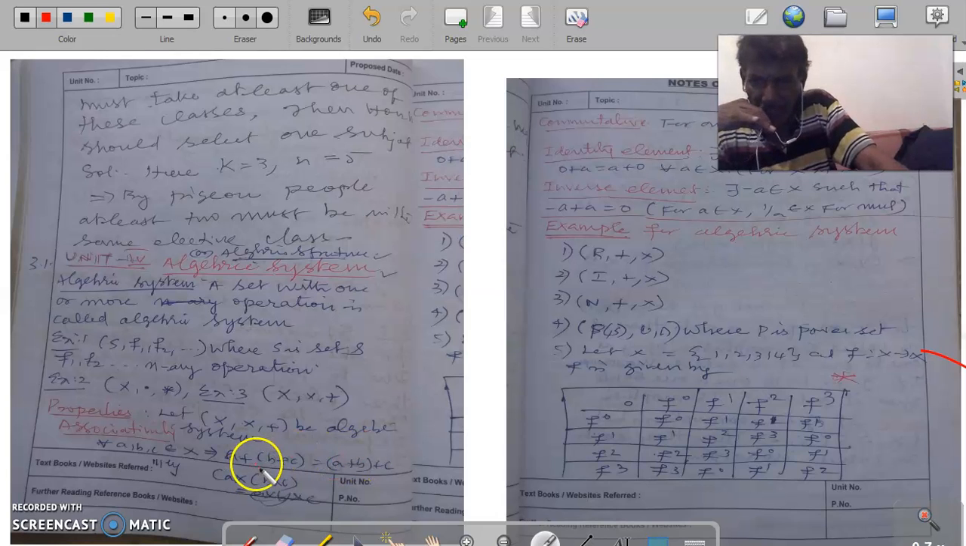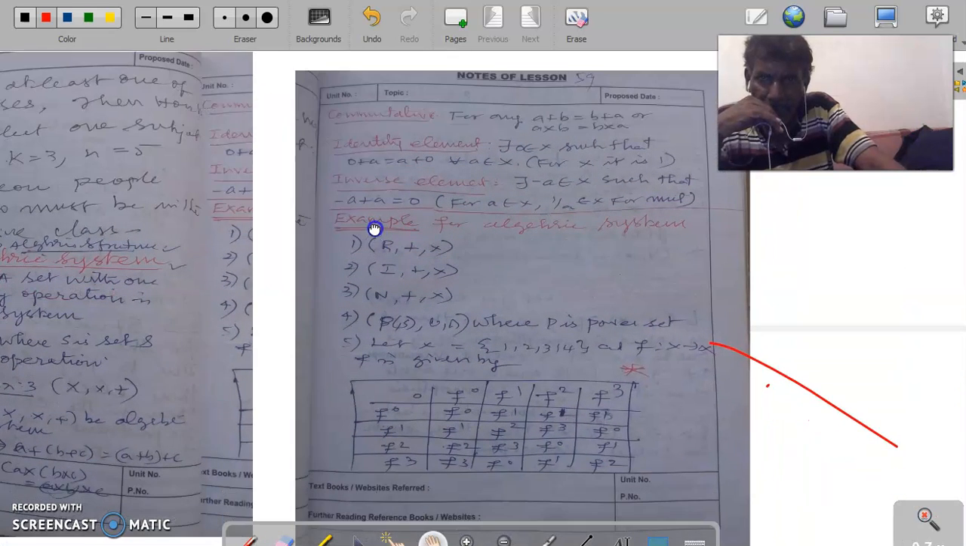On the left hand side, the first two elements are associated. On the right hand side, the last two elements are associated, but still both are equal. This property is called the associative property. This is as far as plus is concerned. This is another operation, and the associative property is satisfied there also. Okay, now let us take the next page.